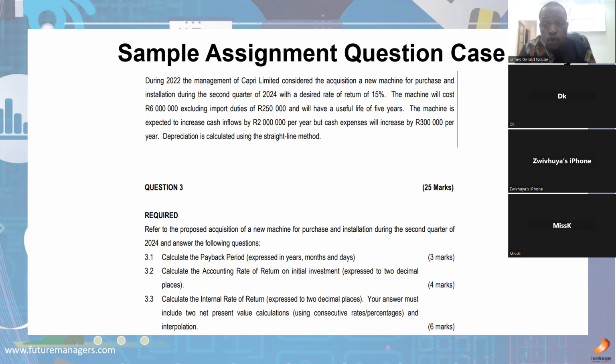That's another way of evaluating your capital as an organization. Another way is called the net present value. Another way is called the internal rate of return. Another way is called the discounted payback period. So there are different ways of evaluating these things.